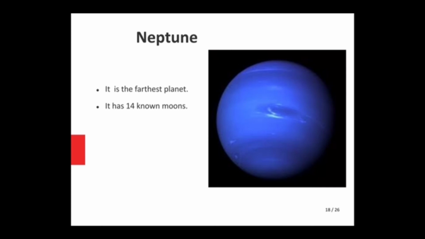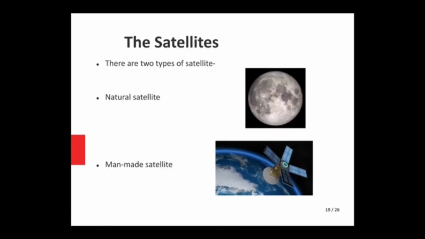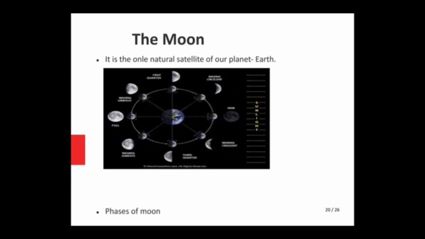Now let's talk about other members of the solar system. The satellite. There are two types of satellites: one is natural and one is man-made. Natural satellites are moons which revolve around a planet. So let's learn about some natural satellites.